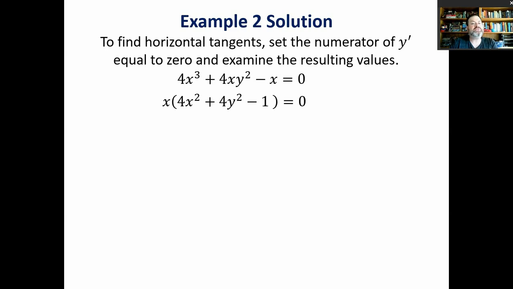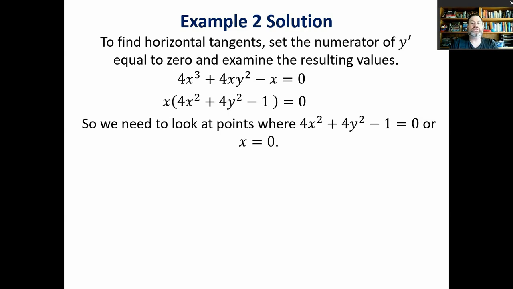So we just have to solve these things separately. We're going to look at the points where 4x squared plus 4y squared minus 1 equals 0, or just x equals 0, right? So either this has to be 0 or this has to be 0. We're going to treat x equals 0 in part B. I already took that as a separate thing, so we're just going to look at this one.